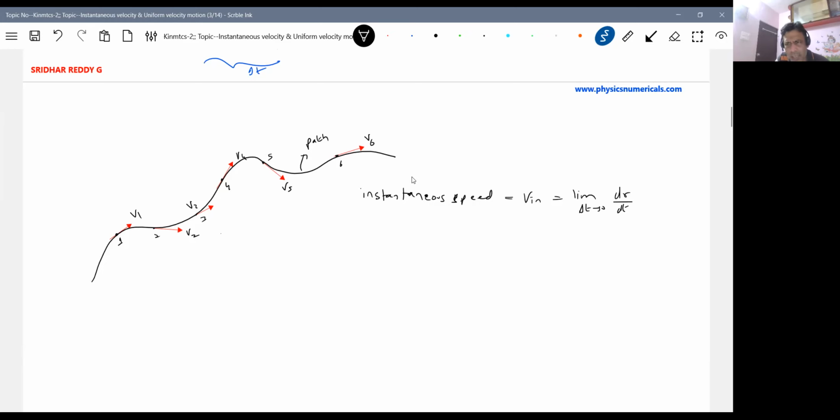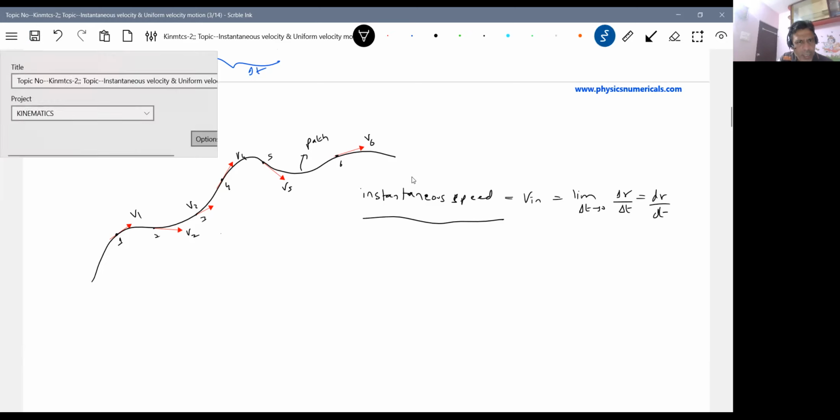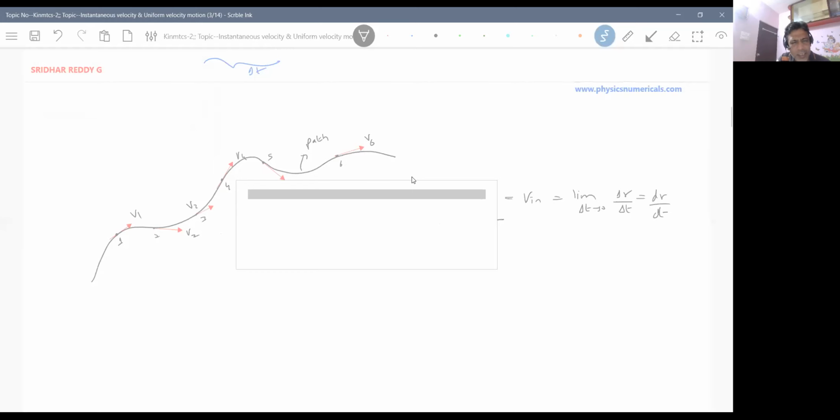Distance covered, r will be the magnitude of displacement. No, distance covered, oh sorry, it will be like this. Then this will become dr bar by dt. Okay, this is instant speed, this is how we define it. Now I think somehow we got an idea. What is the idea? Instantaneous velocity and average velocity, what is the difference between them?